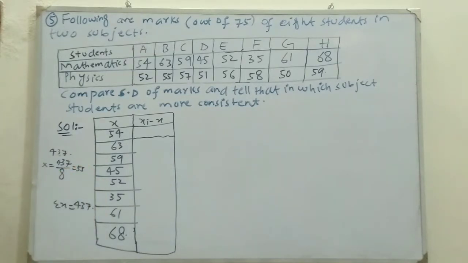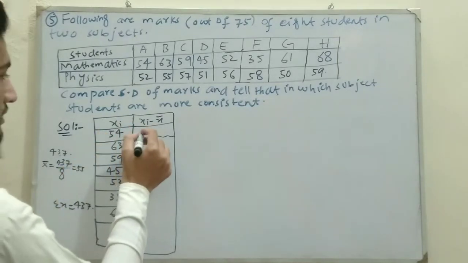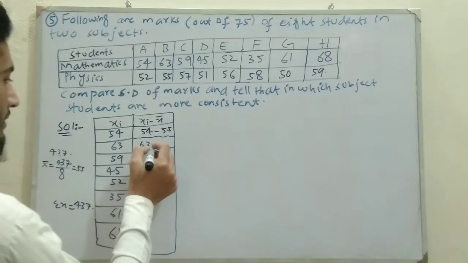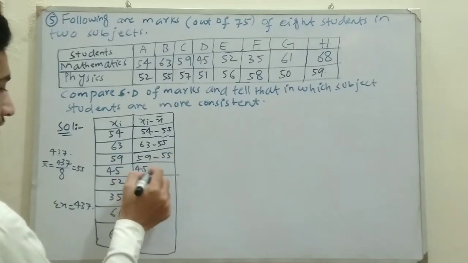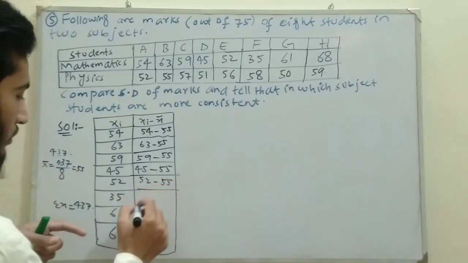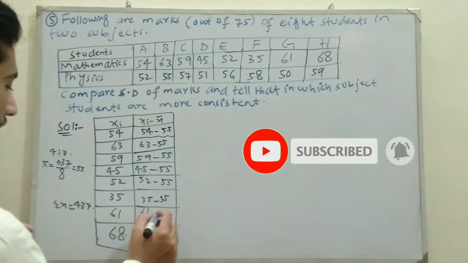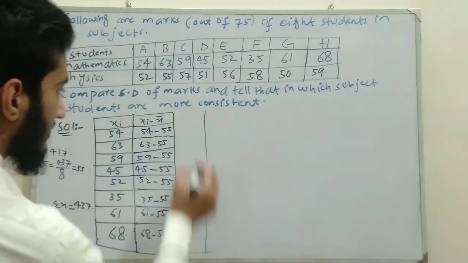So the x value is the xi value, which is actually the x. This is x bar. X bar means the arithmetic mean or the average. So xi minus x bar. So these are our xi values, initial values. So 54 minus, here x is actually the average, which is 55. And for this case, 63 minus 55, and after this 59 minus average 55. After this 45 minus our average 55. After this our 52 minus average 55. After this we have 35 minus our average 55, and 61 minus 55, and here 68 minus 55. So now we are going to find their whole square, xi minus x whole square.